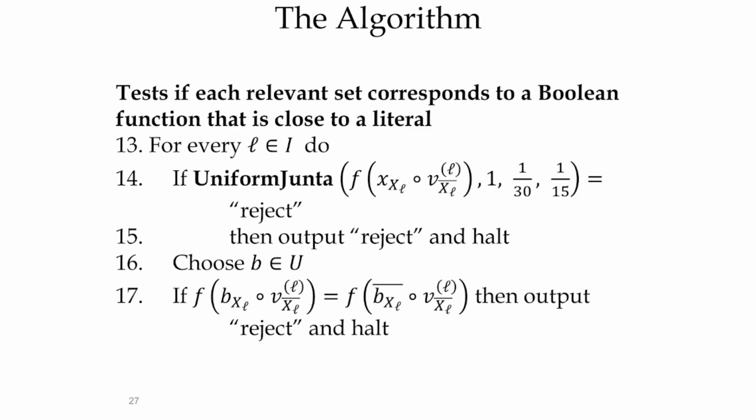If f is one junta, it doesn't mean yet that the function is a literal, because it could also be a constant. So in line 17, we check if f is a constant or not. In line 16, we choose uniformly a vector b. In line 17, we project it on the relevant section and check if there is a difference if we change the bits in the relevant section. If there is no difference, then f is a constant and vice versa. If the function is a constant, then we also output reject.